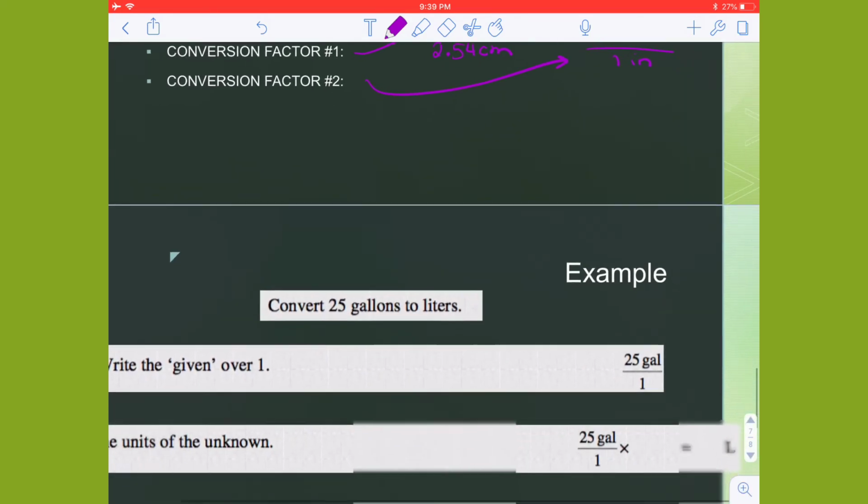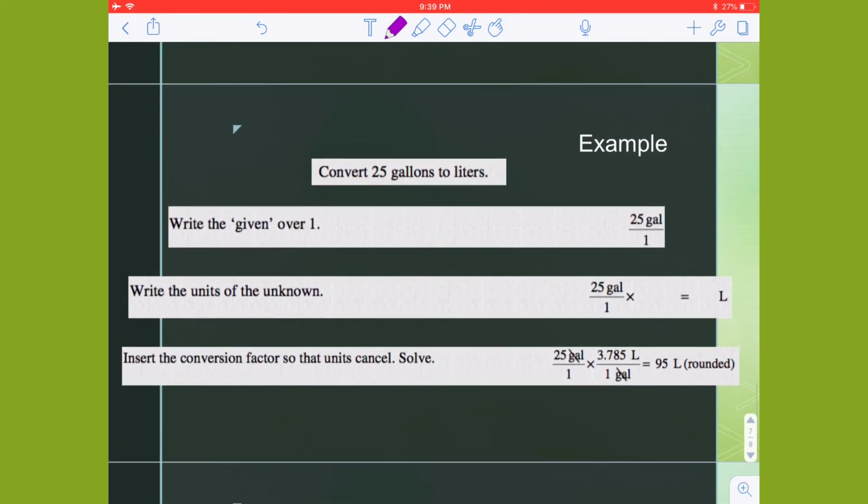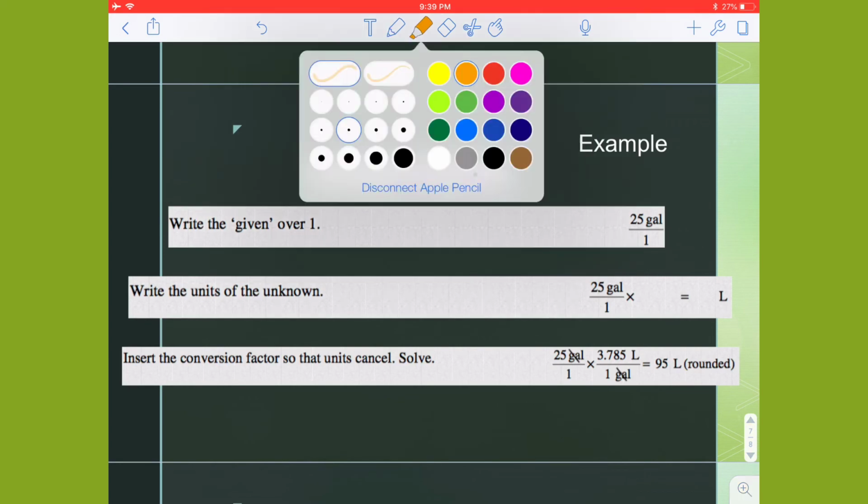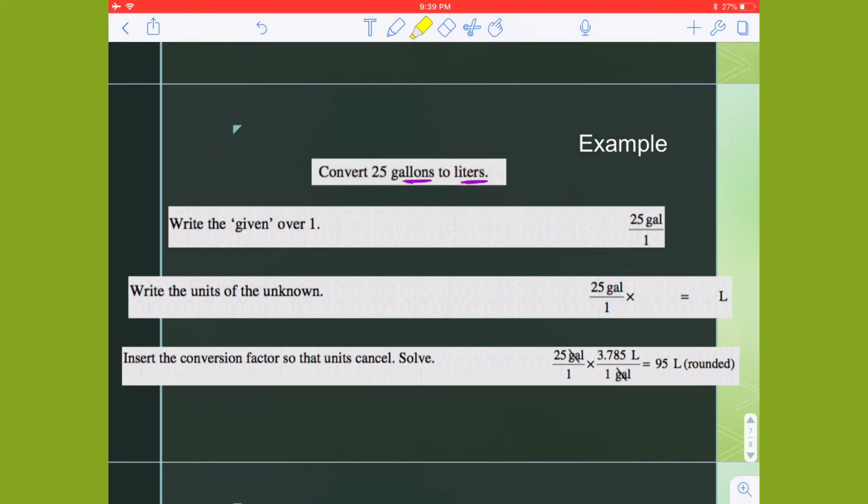Okay? All right, so convert 25 gallons to liters. So you're thinking about what are you starting with, what are you trying to get to. So you're starting with gallons, 25 gallons, and you're trying to get to liters. And I generally like to highlight this. So in yellow, I'm going to highlight what I'm starting with. I'm starting with gallons. And in orange, I'm going to use a highlighter in orange to show what I'm trying to get to. So I am starting with 25 gallons.